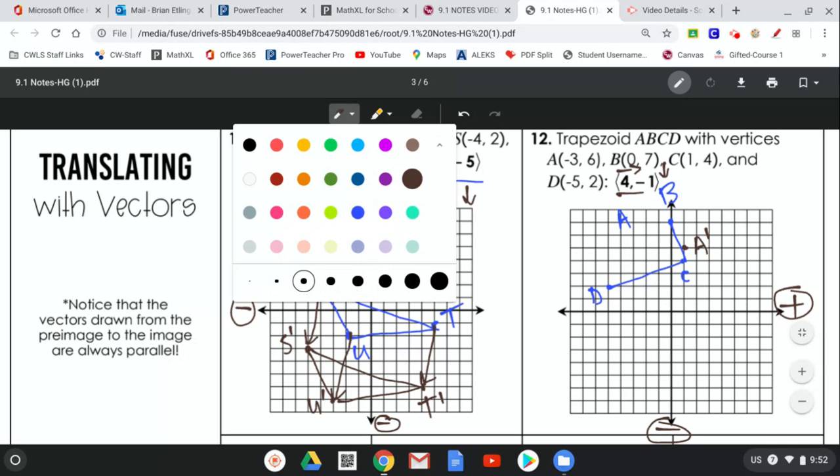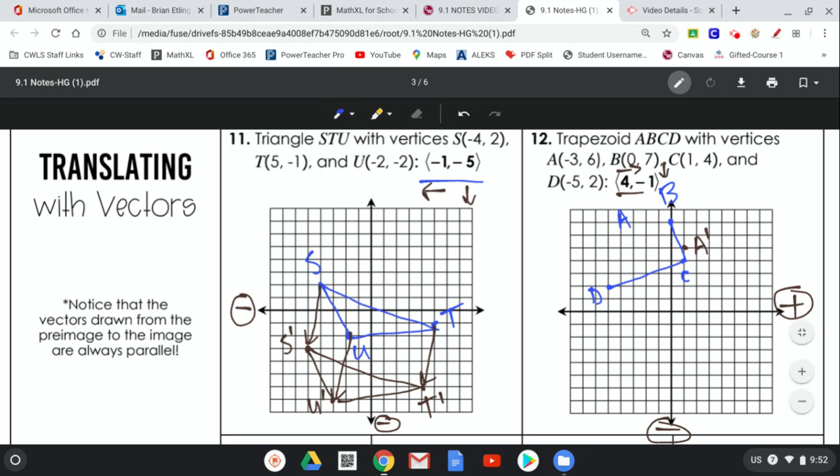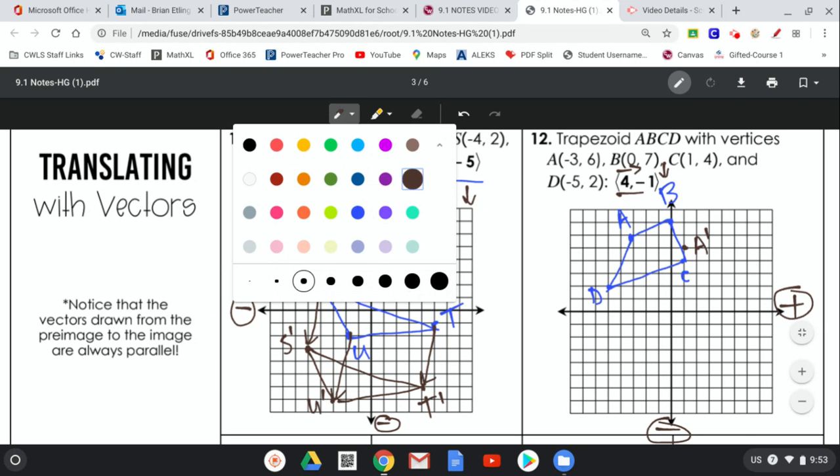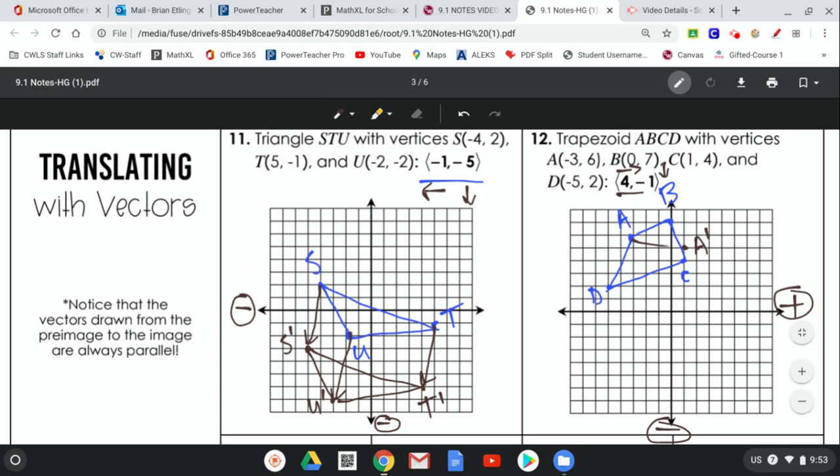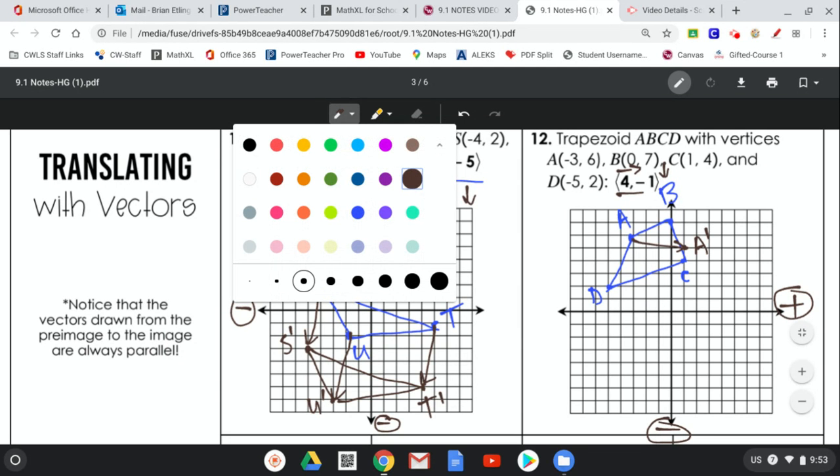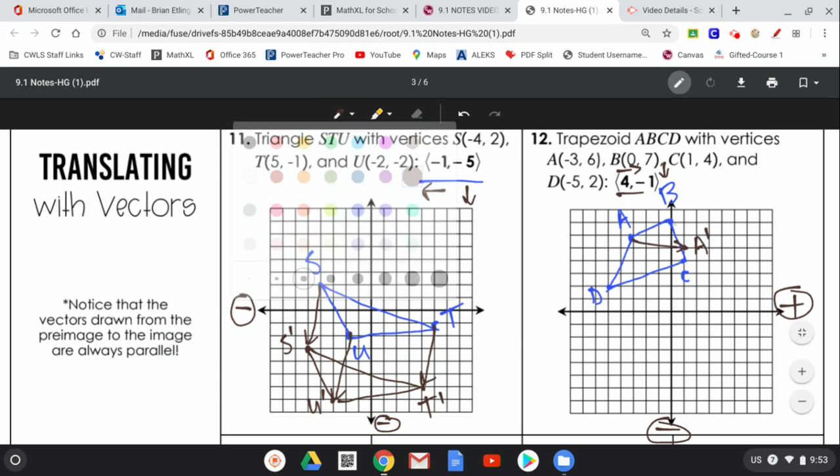Alrighty. Let's redraw that trapezoid here. All right. Alrighty. So drawing that vector from A to A prime, it's going to be right there. All right. Then for B, we will go to the right 1, 2, 3, 4, and down 1. So that's going to be B prime.